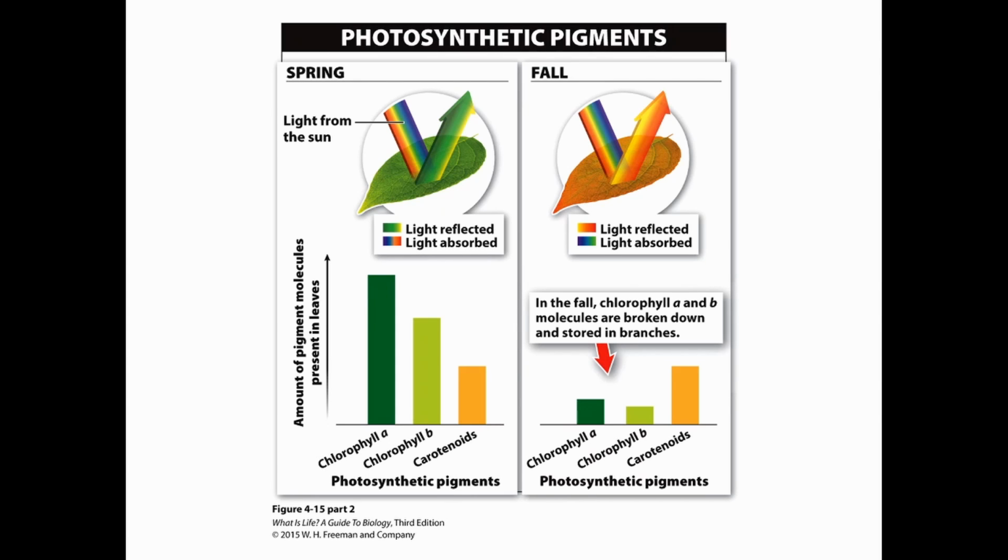In the fall, though, we're going to be breaking down the chlorophylls A and B, and so we see that those numbers dramatically drop, whereas the carotenoids are left in a much higher amount. This is why, like I mentioned, we see that shift in color in the leaves. Since we don't have these pigments that are absorbing all the colors and reflecting green, we're not going to be reflecting green anymore. We're going to absorb that green and instead reflect only the oranges, giving us those beautiful, bright, warm fall colors for the leaves.